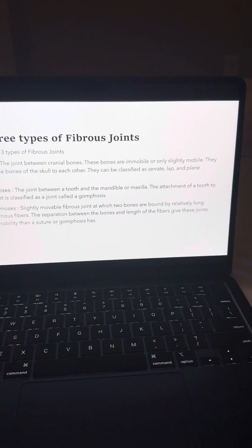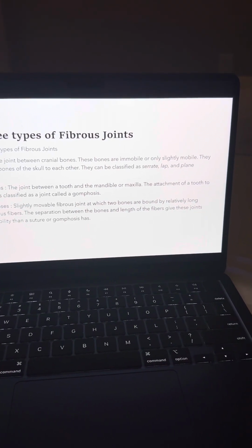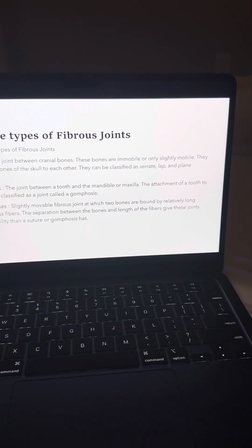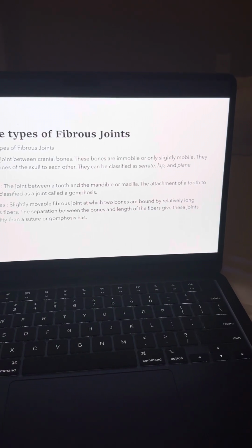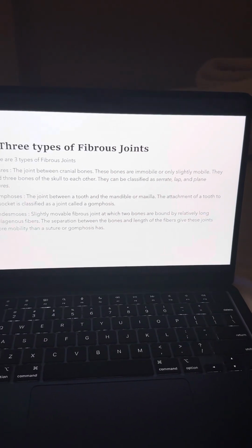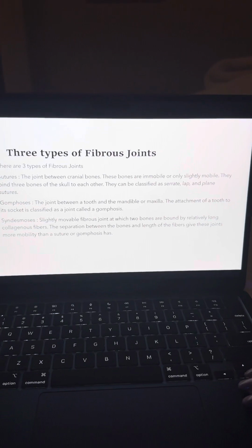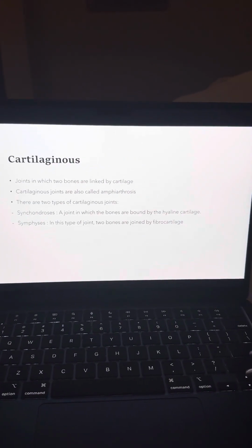Syndesmoses are slightly movable fibrous joints at which two bones are bound by relatively long collagenous fibers. The separation between bones and the length of the fibers give these joints more mobility.